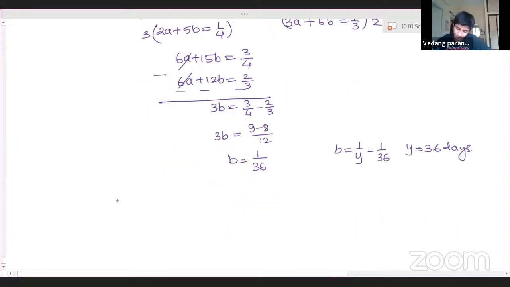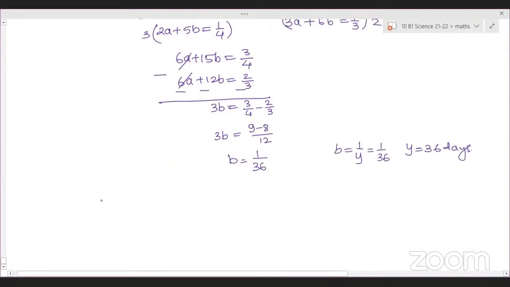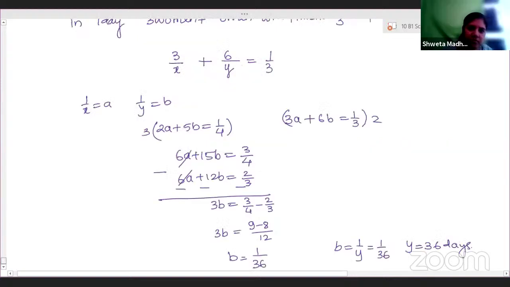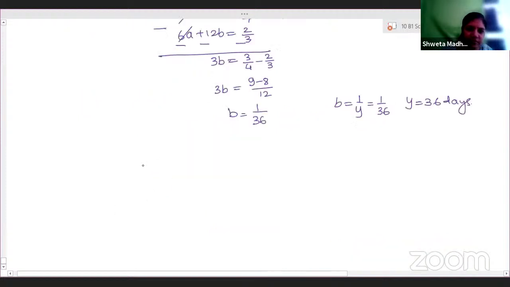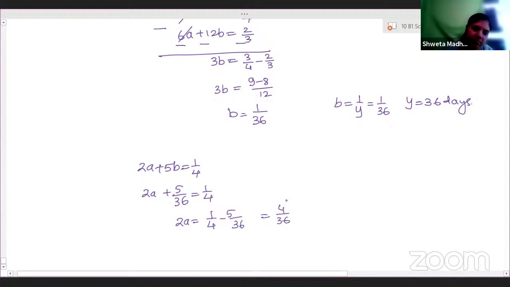Ma'am, but in the book it's different. Yes, ma'am, in the book it is different. Okay. And 2A plus 5B is equal to 1 by 5. Women will take 18 days and man will take 36 days. Thank you, ma'am.